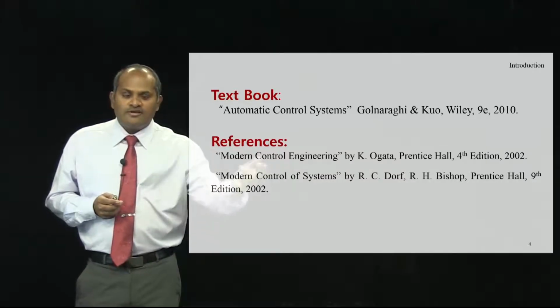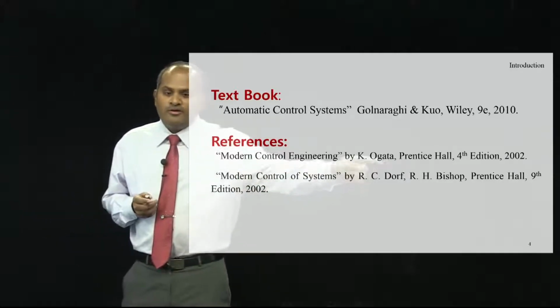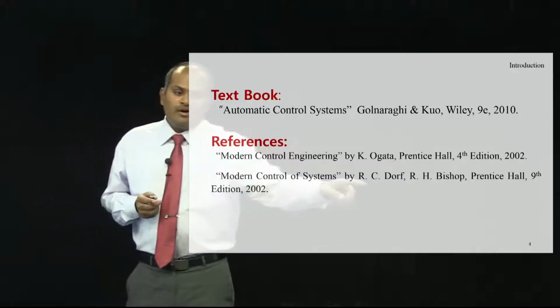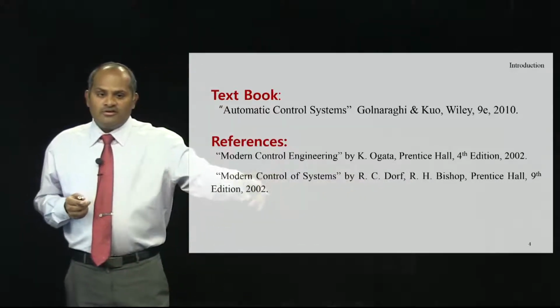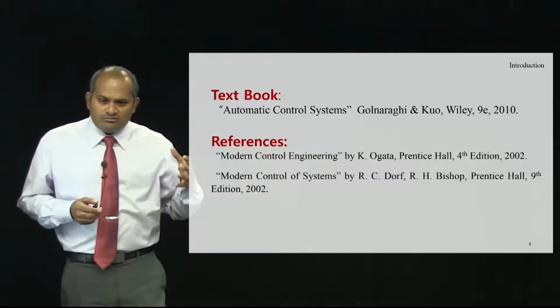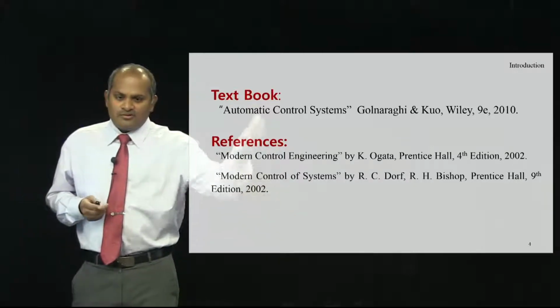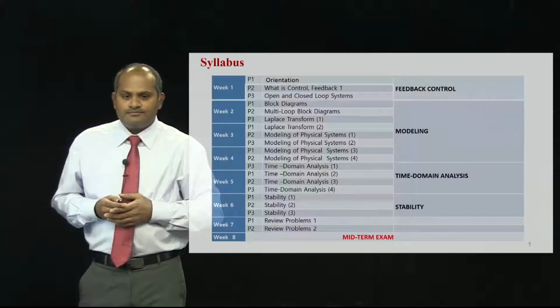There are two references here: Modern Control Engineering by K. Ogata, which is very popular, and the other textbook, Modern Control Systems by R.C. Dorf and Bishop, the Prentice Hall edition, is also very good. All these three are very popular. If you refer to any good curriculum, most of them choose one of them. So, you can refer to one of the textbooks and it should be good enough.